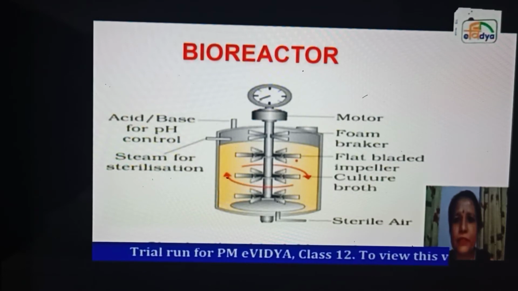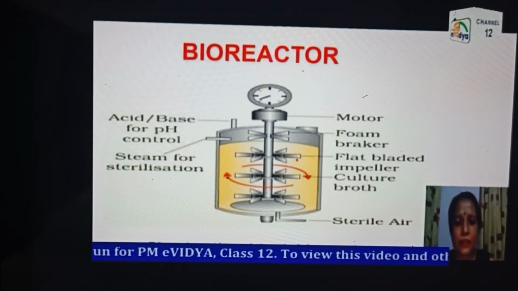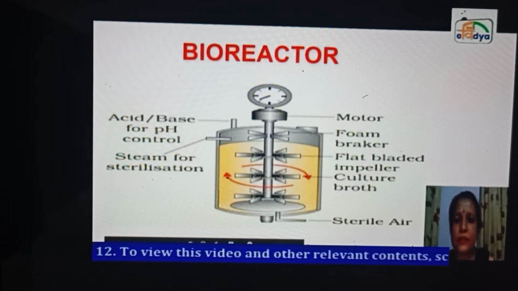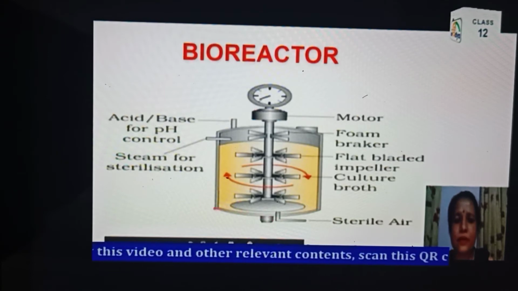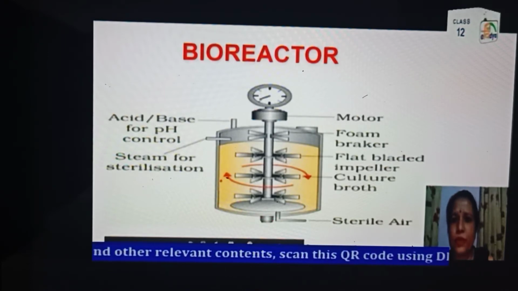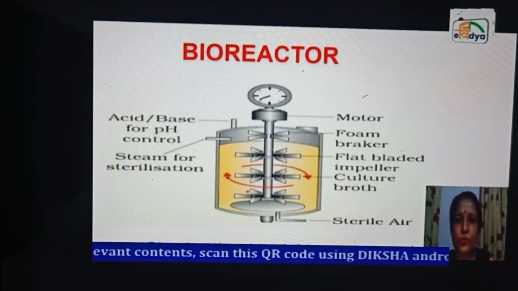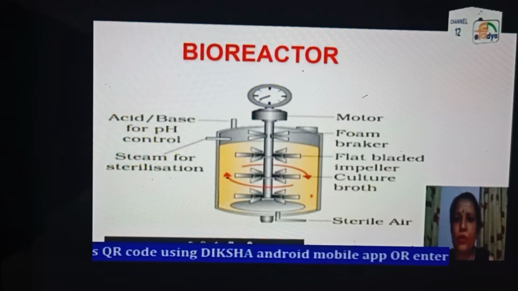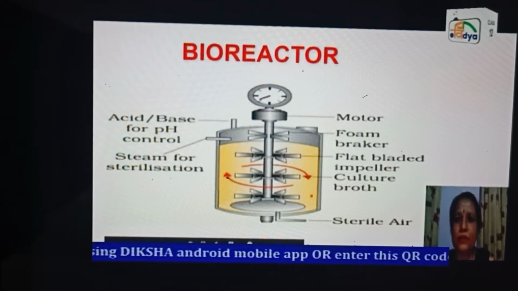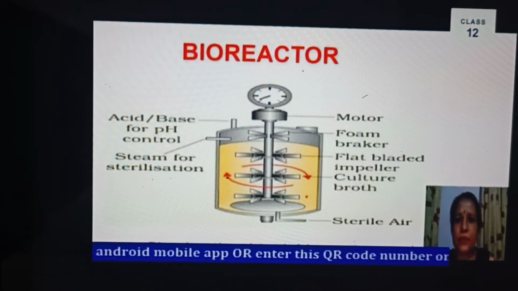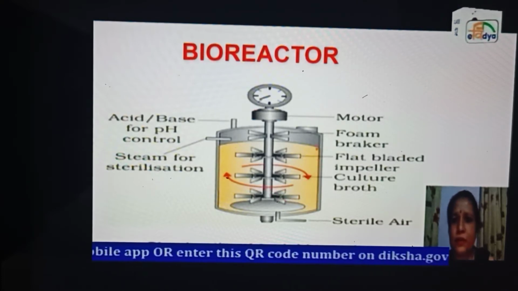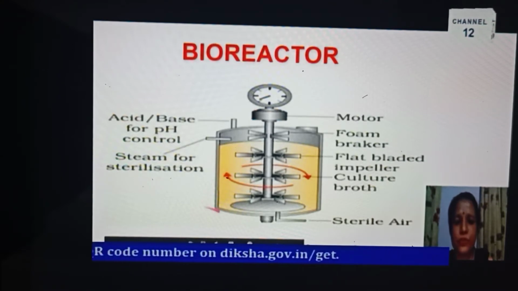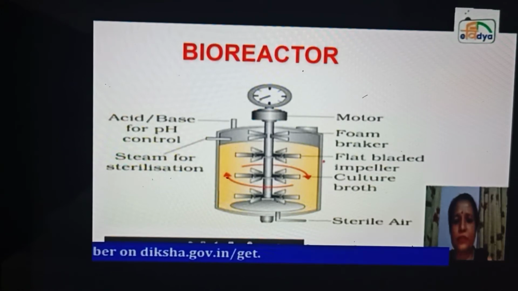It also prevents the setting of the cells at the bottom of the bioreactor. Then there is a cooling device. So there is a thermal jacket of cool water used to control temperature. Now suppose the temperature rises or it is heated up, then cold water flows in it. But if the temperature is low, then hot water will flow around it, so the temperature of the bioreactor is maintained.